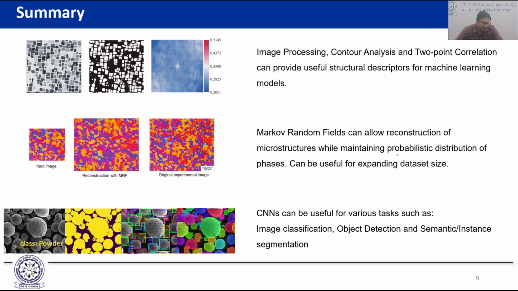So just to summarize what we have covered in this lecture, we have talked about the basic idea of image processing and how two-point correlation can provide useful structural descriptions for machine learning models. Then we looked into using this Markov random field type of approach for looking at reconstruction of the microstructures while maintaining the general distribution of the phases as it is. And then we also looked into the basic idea of convolutional neural networks.